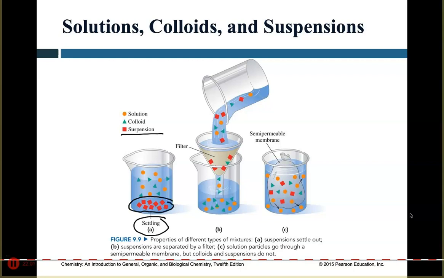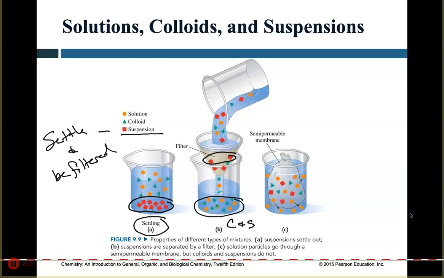Then we can go to the next step. Can I filter some things out, right? Maybe I didn't get all of the suspension out, maybe I was impatient, so there was some hanging around. I pass it through, and it's getting stuck in the filter. So again, a suspension can be filtered. Let me do it in order, actually. It can settle and be filtered. So we're left over here. Take a look after we've filtered and let it settle. Now we only have colloids and a solution.